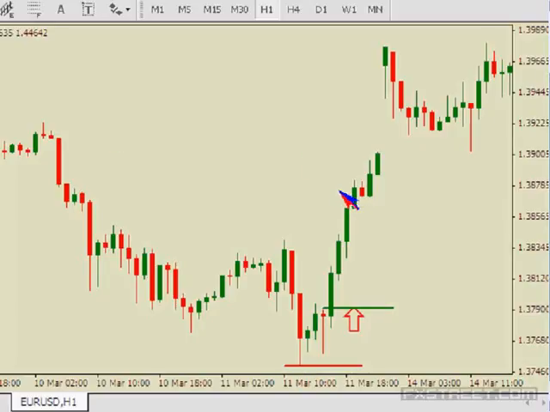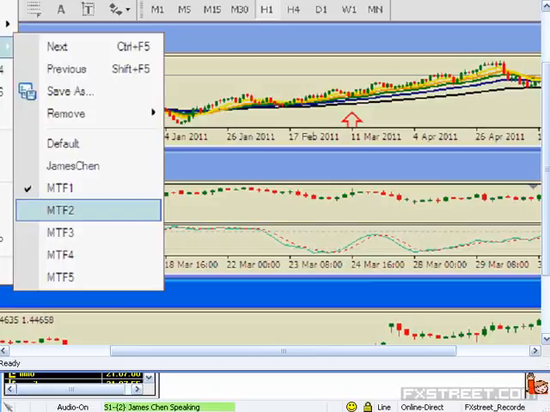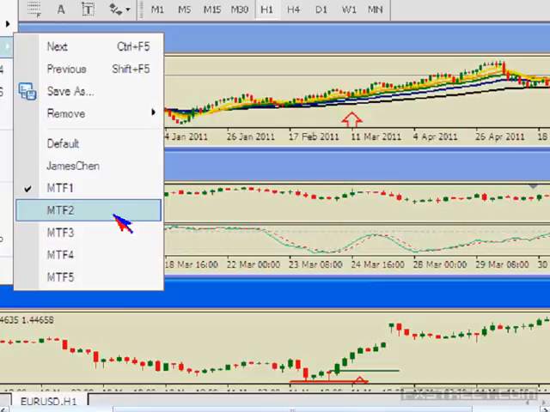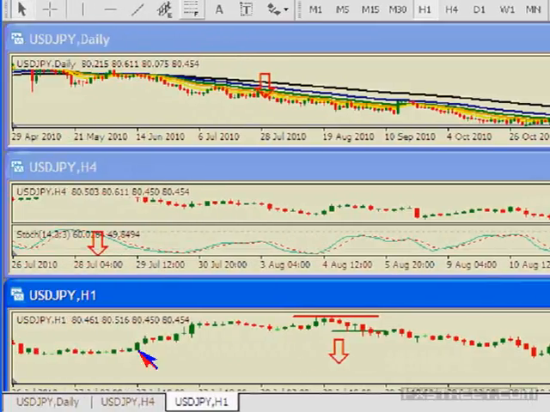Okay, so that's the euro dollar. This is sort of a historic chart, but I was just trying to get some good charts for you to see. Now, let me go to the next one here real quick. This is dollar yen. Same type of deal here. Now, this is a downtrend. I've got daily, 4-hour, 1-hour here. Let me make my daily bigger.